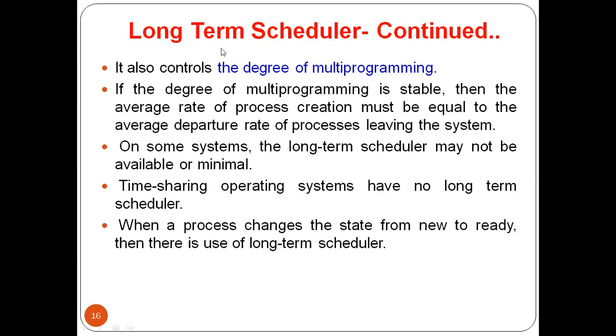So the long-term scheduler also controls the degree of multiprogramming. If the degree of multiprogramming is stable, then the average rate of process creation must be equal to the average departure rate of processes leaving the system. On some systems, the long-term scheduler may not be available or minimal. The time-sharing operating system has no long-term scheduler. This is an important point to be noted. When a process changes its state from new to ready, then there will be the usage of the long-term scheduler.